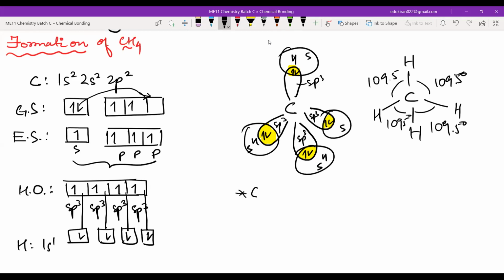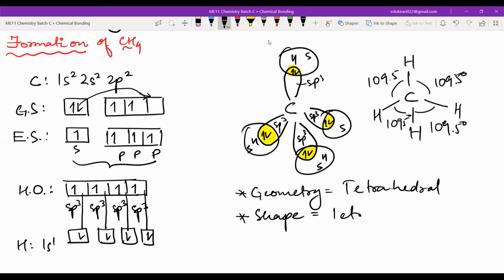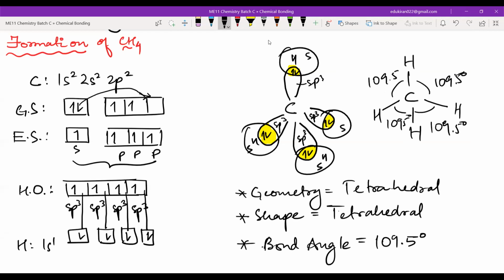So here the geometry is tetrahedral. For geometry, you will look at the electrons, so you will look at the hybridization. This is tetrahedral. And for the shape, you will look at the bonds. Shape is also tetrahedral. Now the angle here. Whenever I say angle, this is the bond angle. Bond angle is equal to 109.5 degrees.